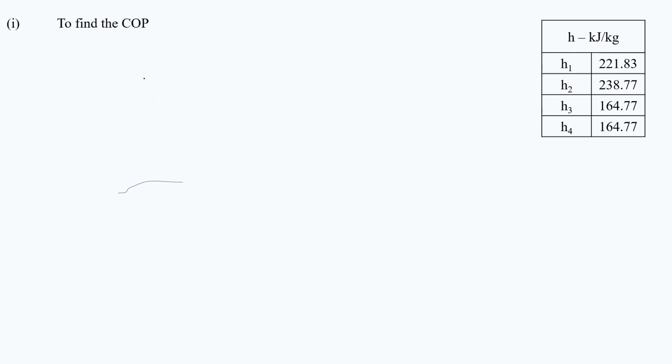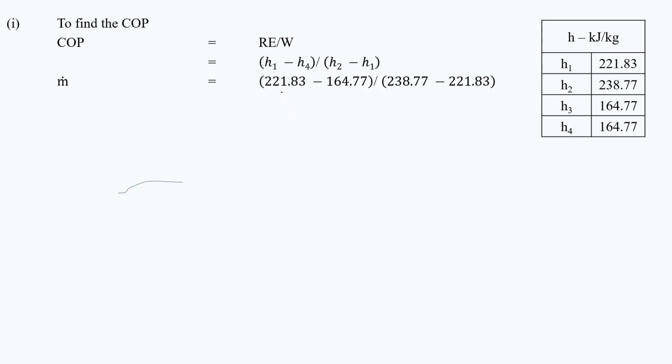Now, the question was to find the COP, which is nothing but the refrigerating effect divided by the work done, or simply (H1 minus H4) divided by (H2 minus H1). Upon substituting the values, we get the COP to be around 3.37.